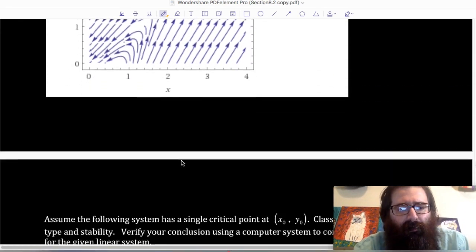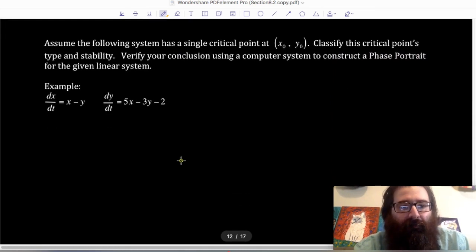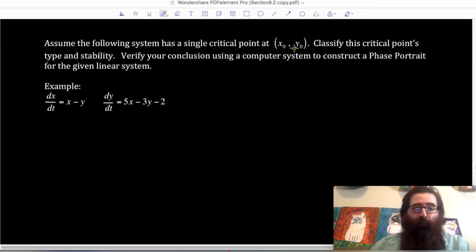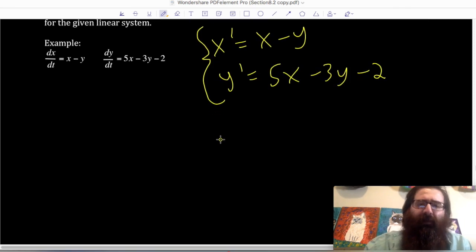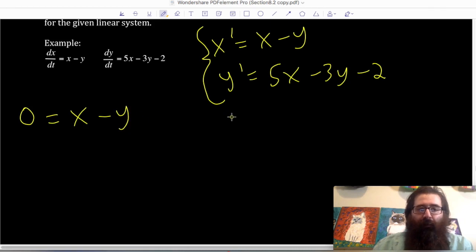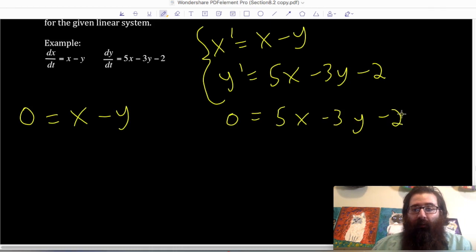We saw that earlier. Let's take a look at another example, and same idea. So what we're going to do first is we're going to find the critical point. So we have system x prime equals x minus y, and y prime equals 5x minus 3y minus 2. And if I set these derivatives equal to 0, 0 equals x minus y, and 0 equals 5x minus 3y minus 2, I can work with a substitution again. And this is a great equation to work with, since I can just move y over and say, well, that means y is equal to x.